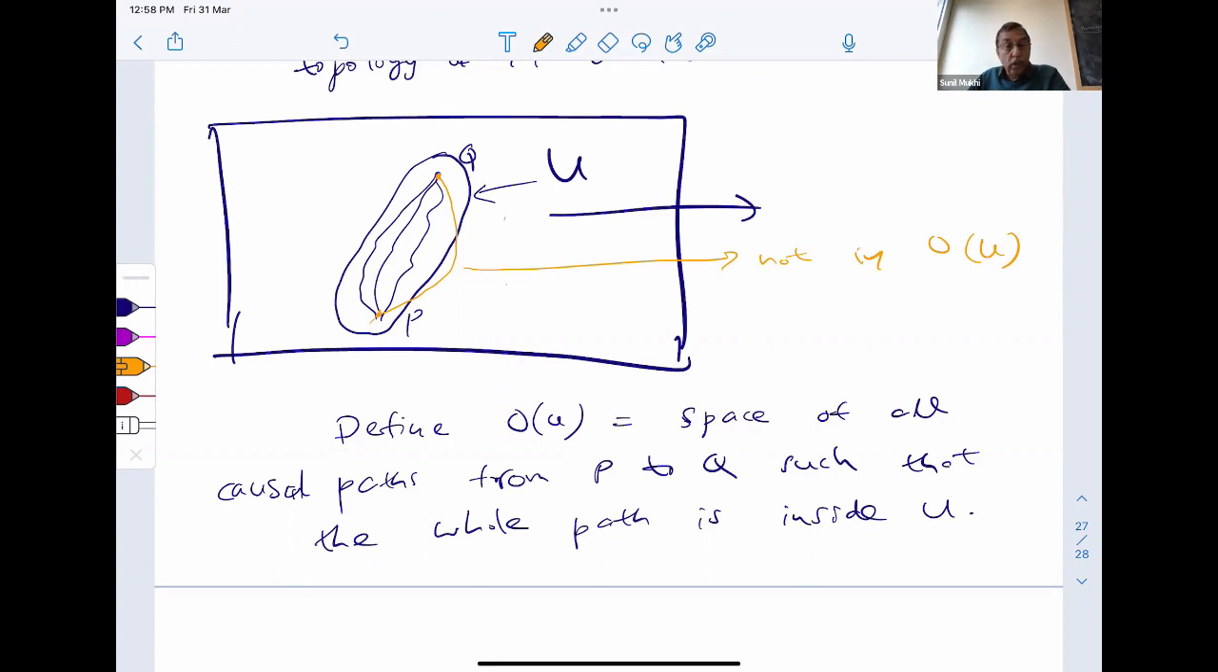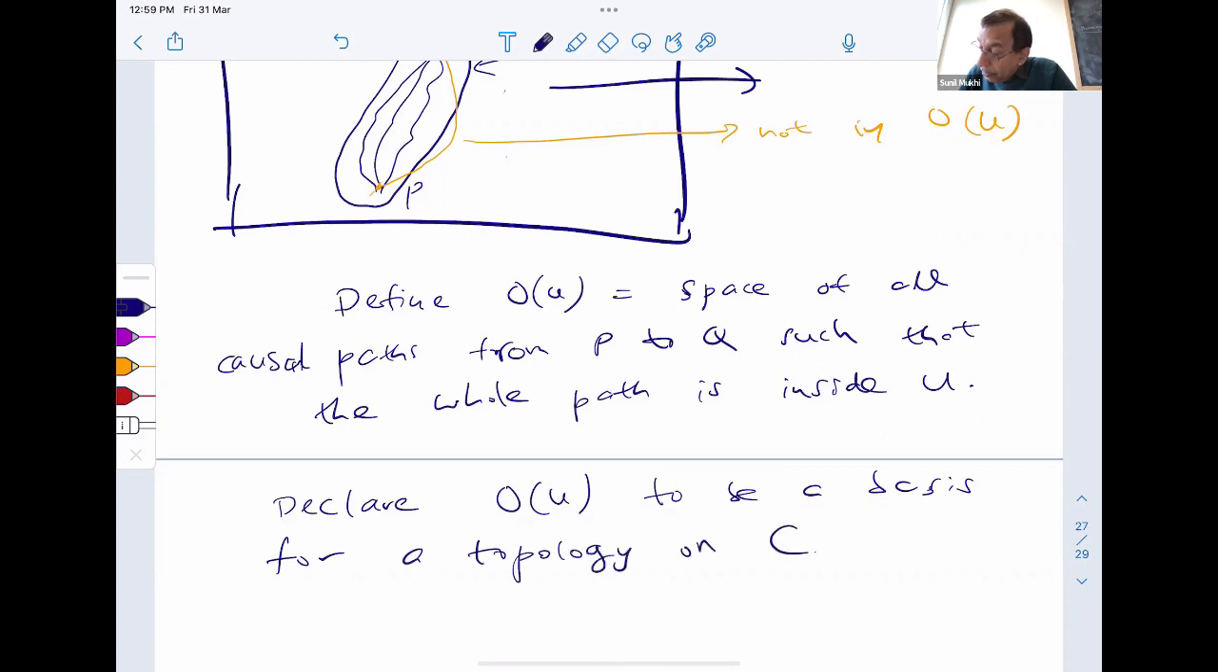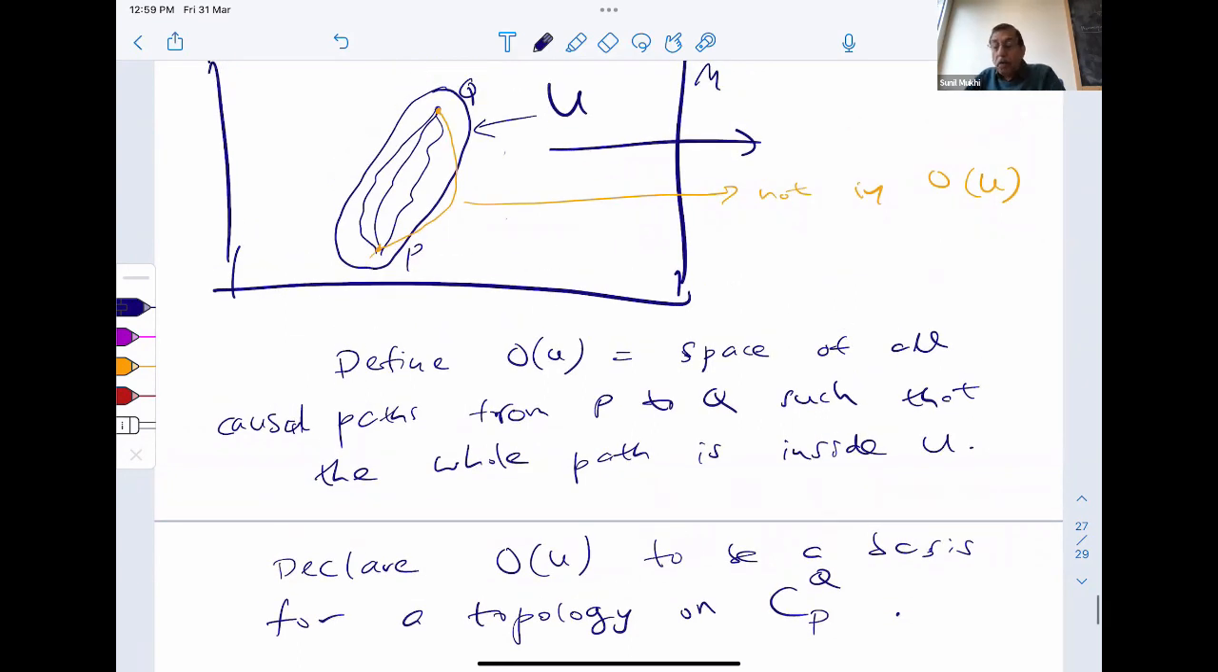Okay. And so O of U is the set of all paths which lie entirely in an open set U of M. This is M, of course. And what we'll do is declare O of U to be a basis for a topology on the space of paths CPQ. So O is also a space of paths, but it's a subspace of paths. It's given all the causal paths from P to Q, and given an open set U, it's only that subspace which is fully inside U. They don't stray outside. So clearly O of U is a proper subset of CPQ, and I call it an open set. Now this is a basis, so take any unions and finite intersections, arbitrary unions, and all of them together will be the open sets, and the set of open sets defines the topology.